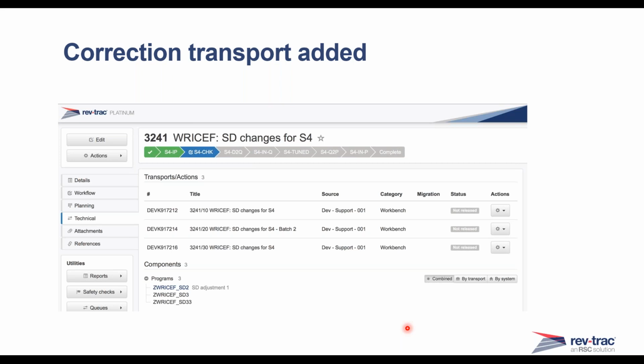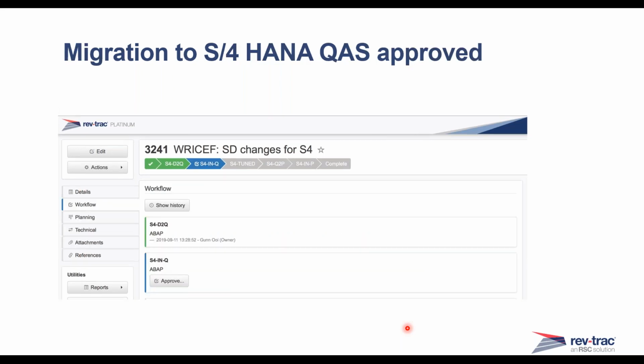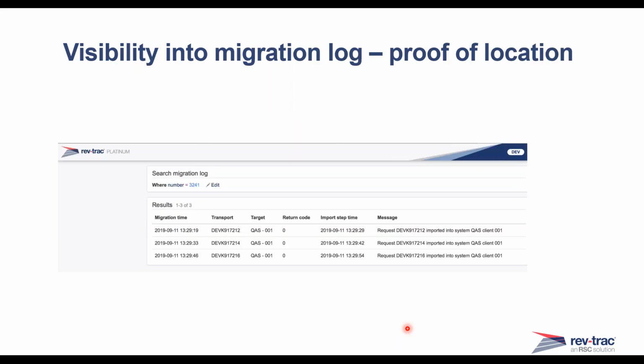So now it'll be tested again, and assuming it passes the test, it will then be approved for migration through to the QA system. Within Rev-Trac, there's a great deal of visibility. So here we have the proof of location that it's actually been picked up and it's been imported into the system. So as a group, we can be very confident that all 3 objects, the 2 originals plus the 1 correction, are sitting inside our QA system.